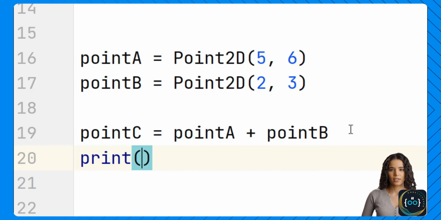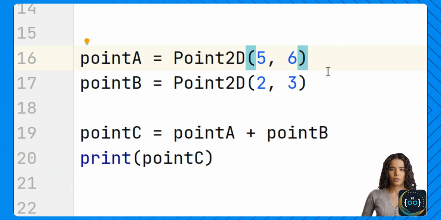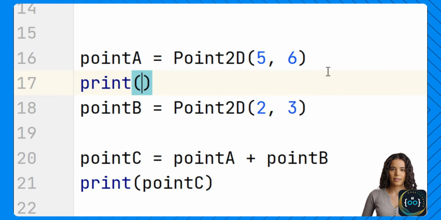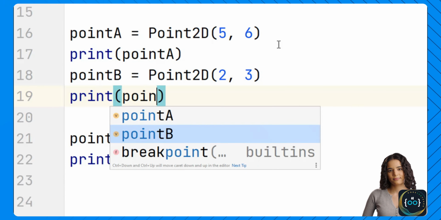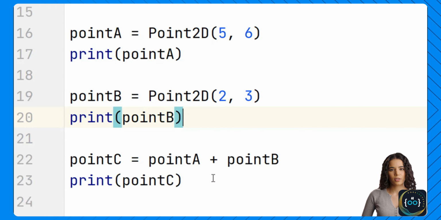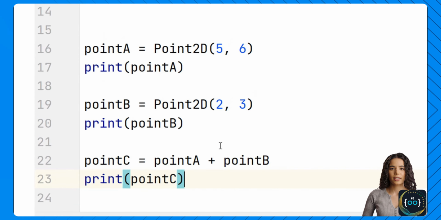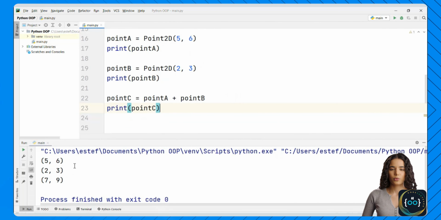Let's print the value so we can see that it's actually working as we expected. Let's print the values of point A and point B, their coordinates. We're going to print each one of the instances and point C, so you can see that the result is the addition of the coordinates. Right here you can see it.